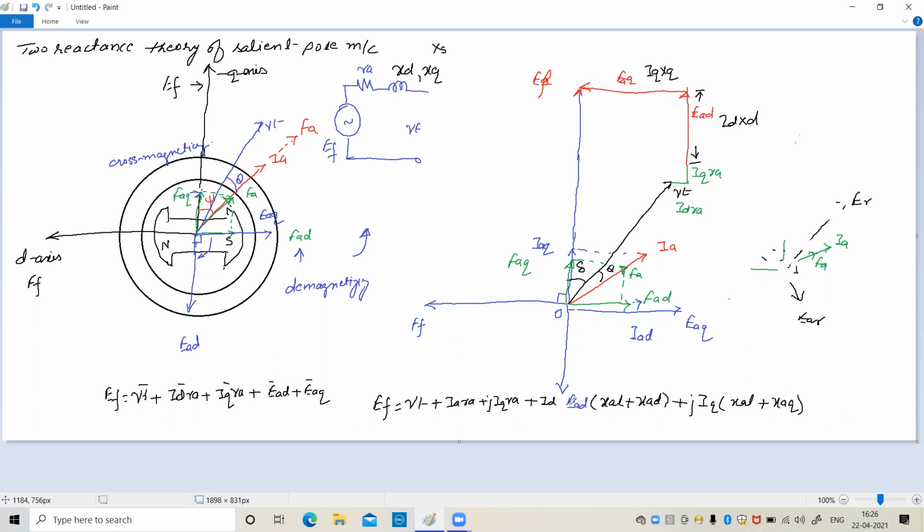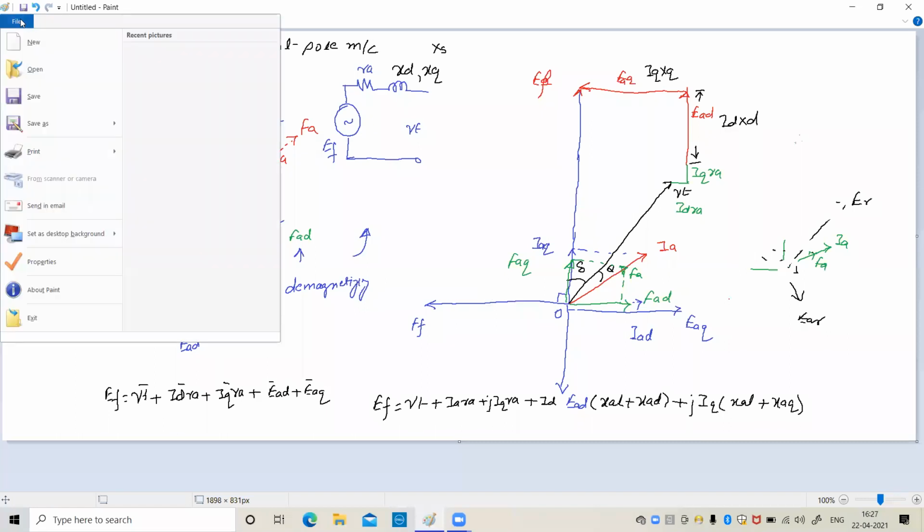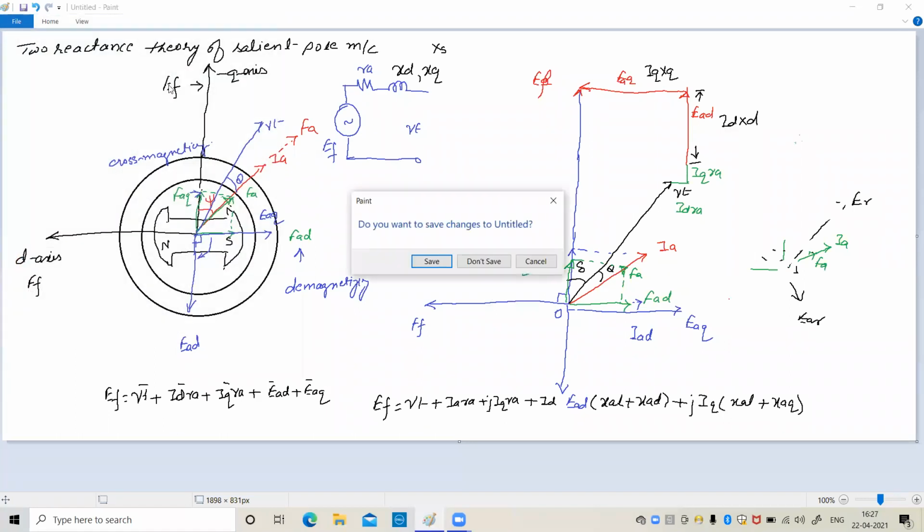So in this way, we can develop the phasor diagram. Now, generally we do not write the armature current along the direct axis and quadrature axis, and we can make it simpler. So by making it simple, we can make a phasor diagram as follows.